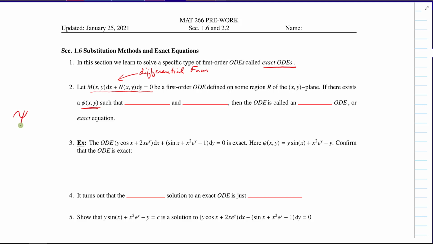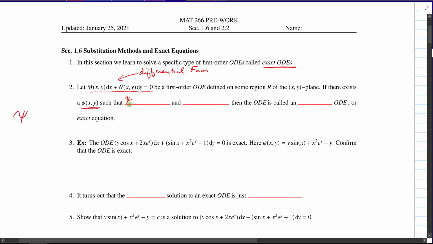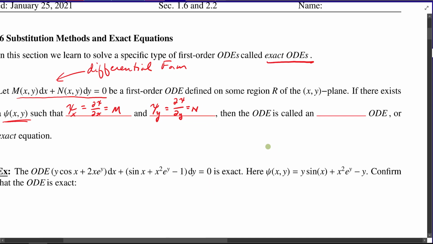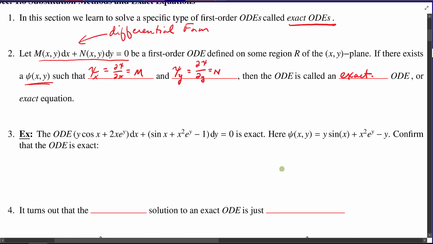Some function psi, so that when we take the partial derivative of psi with respect to x, another way we can write partial derivative is if we say partial psi partial x, if that is equal to M, and when you take the partial derivative of that multivariate function with respect to y, that is partial psi partial y, if this is equal to N, then the ODE is called an exact ODE, or sometimes an exact equation.